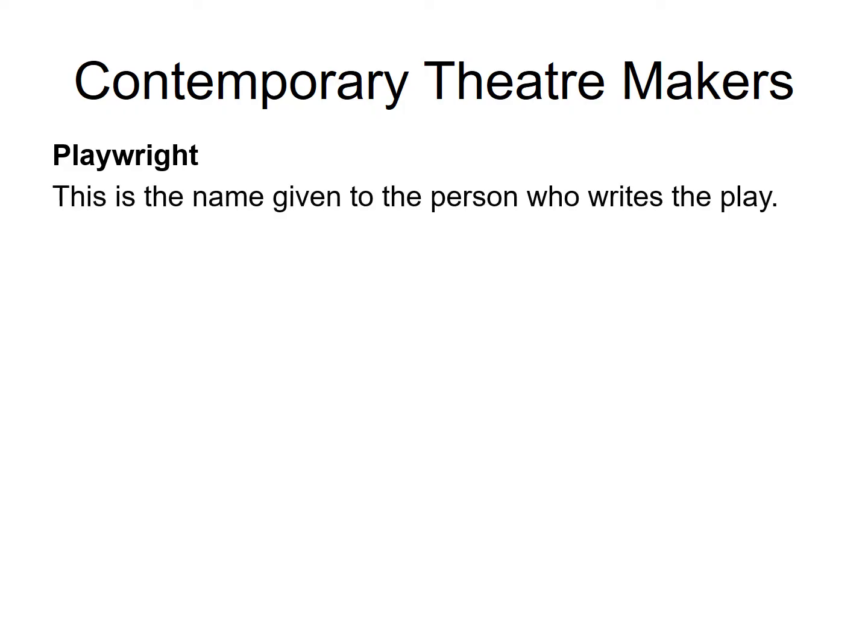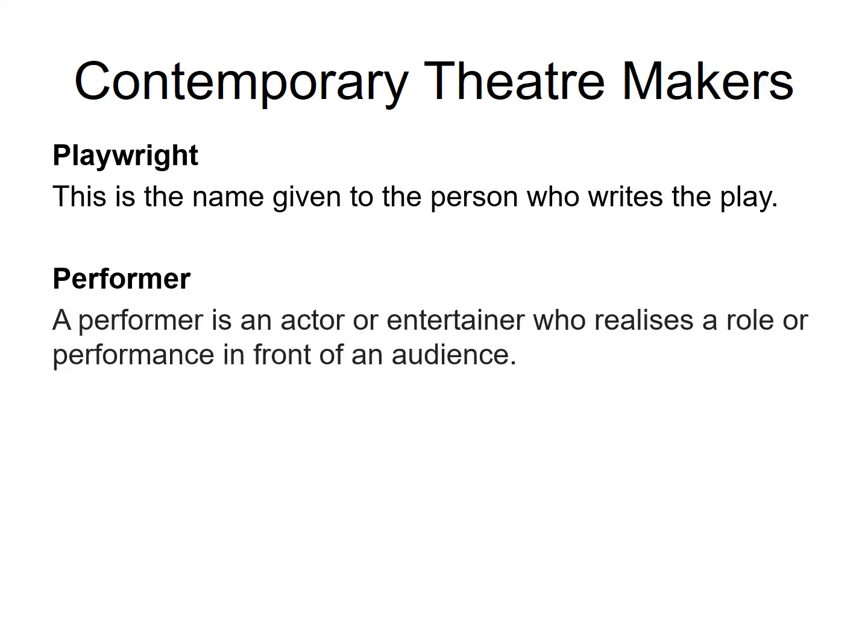So first of all, we have a playwright. Dead simple, the playwright is the name given to the person who writes a play. So William Shakespeare, for example, is a playwright. You've then got the performer, so that's anyone who realises a role on stage. So the actor who plays the character, or the dancer, the circus performer, the person who's actually performing.